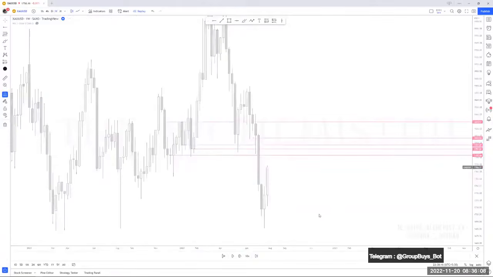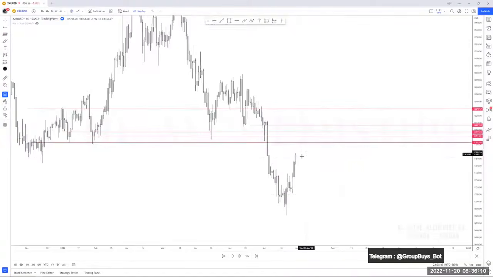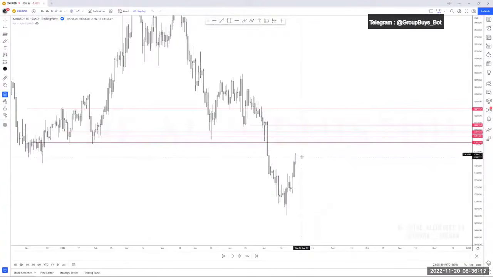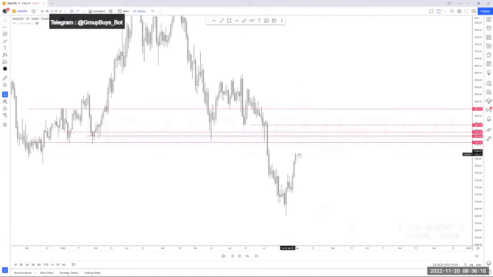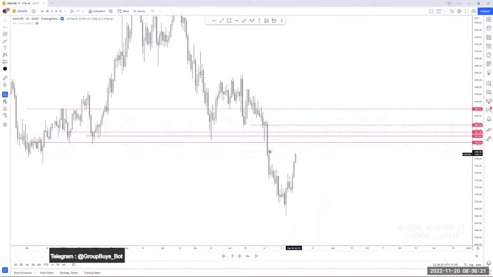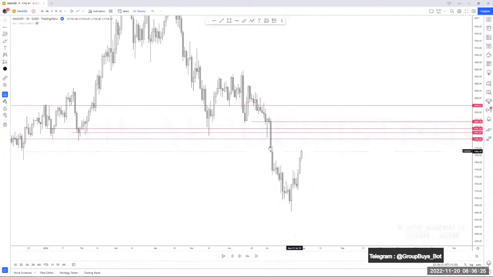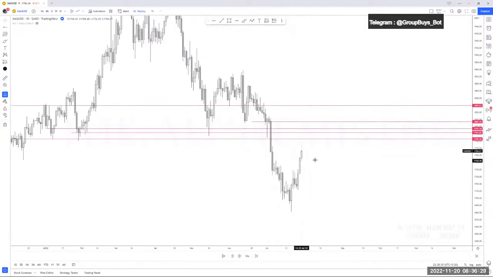Let's go to the daily. Now, what are we going to do until it gets here? That's the next question. What are we going to do until it gets into these areas? Are we going to look for sells in between these? No. In between those, of course, we will not be looking for any trades. We're not going to look for sells. We will only be looking for buys.